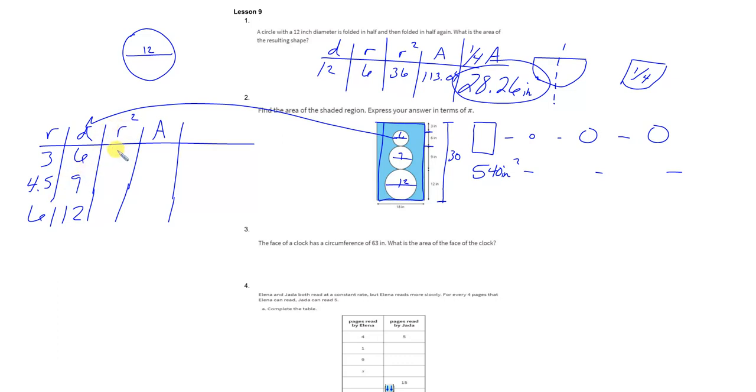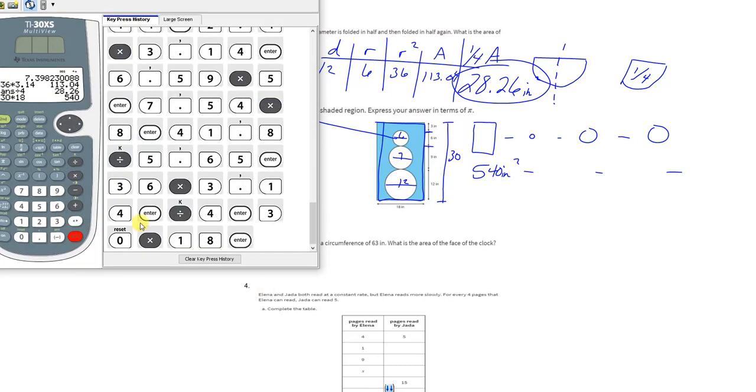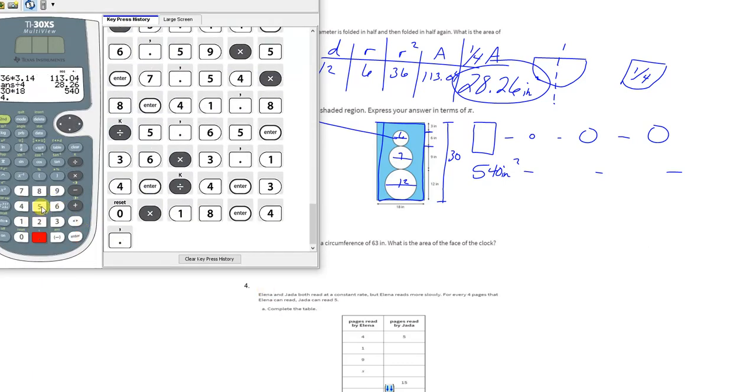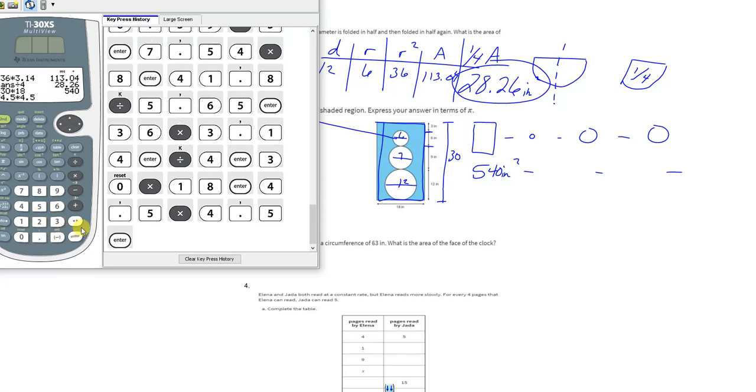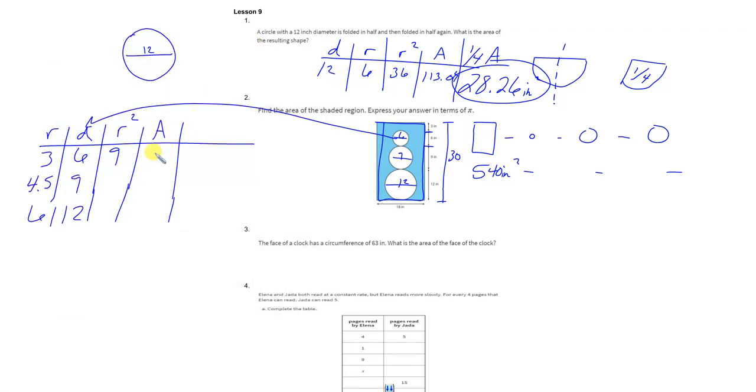And the radius squared for this one would be 9. 4.5 times 4.5, you might have to get a little assistance there. It's not as easy to do mentally as the others. So it has a square value of 20 1/4. So 20 1/4. And then this one here, 6 times 6 is 36.